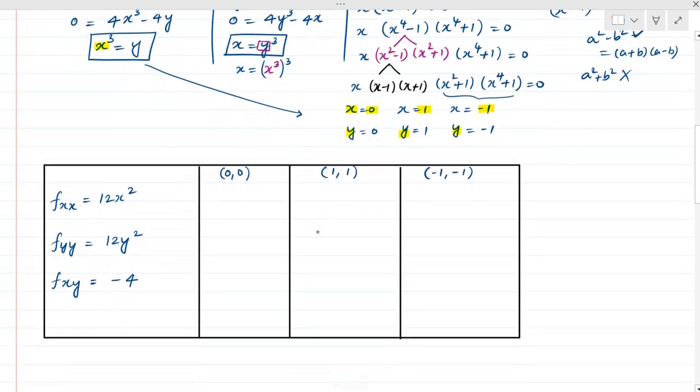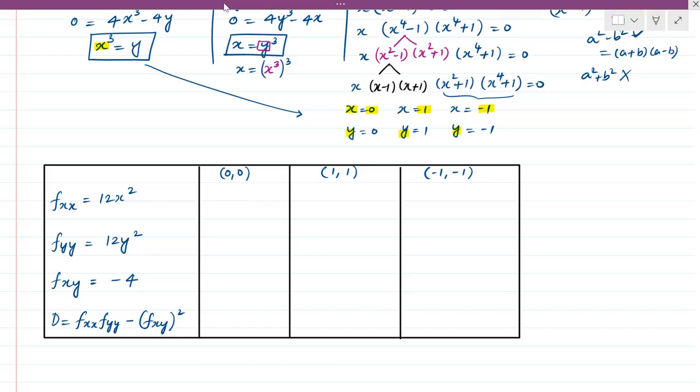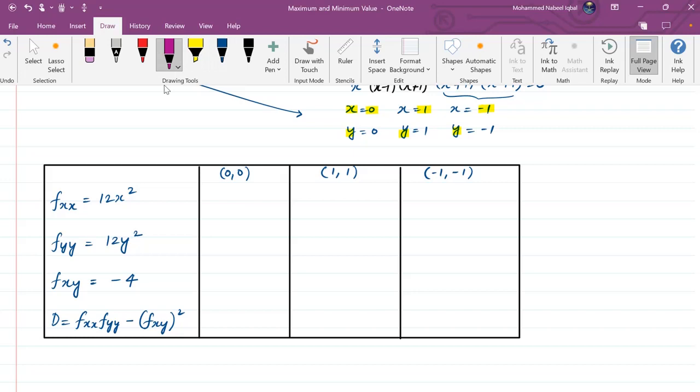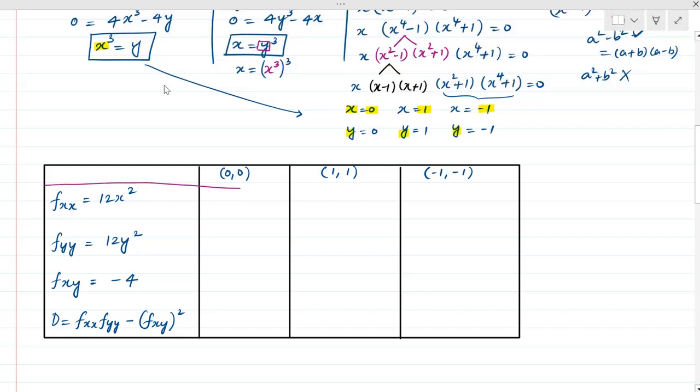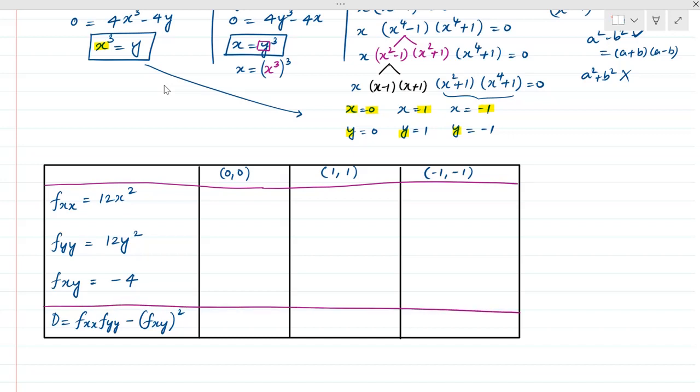Now finally, the D value. What is the D value here? So D value is nothing but fxx fyy minus fxy square. Now how will you write this one? So I will draw the graph here, this one. So this is the conclusion.